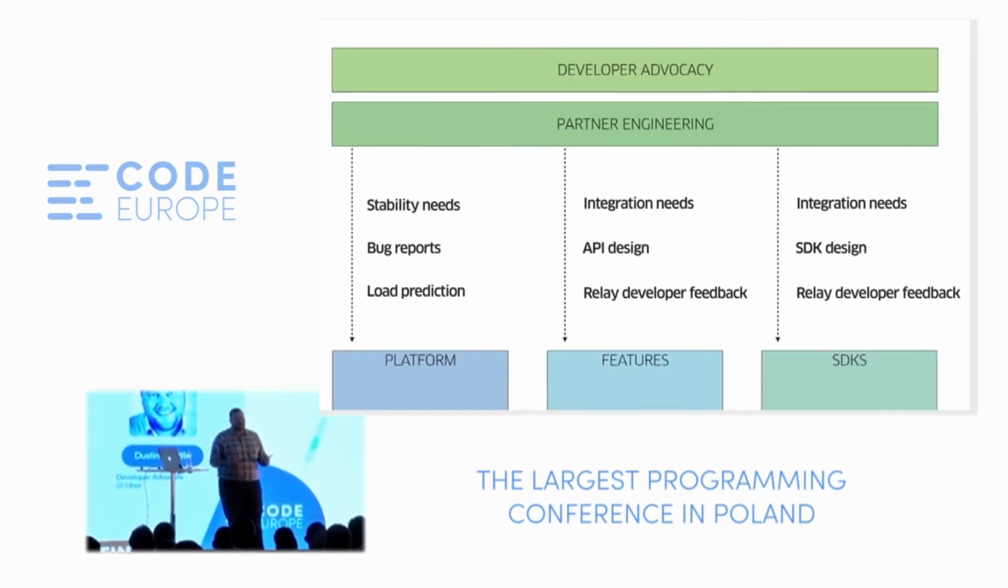And so the way the cycle works at Uber today looks a lot like this. Developer advocacy and partner engineering focus on what are the stability needs, what are the bug reports, do we have a major feature launching like being able to order Uber rides directly in Google Maps? And then what are the integration needs? What are the different APIs that are available? How should they be designed? What's the right level of data to provide? And then how do we actually provide a feedback loop from the community and to the features team?